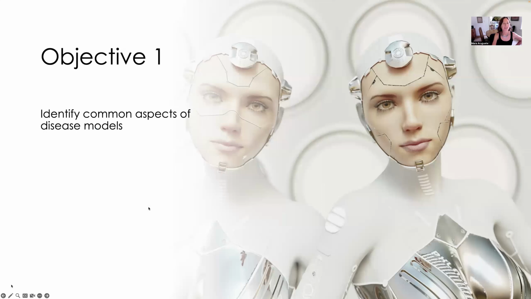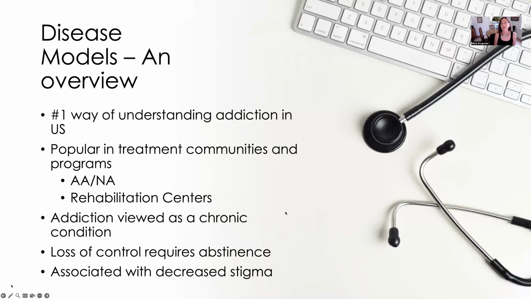Okay, objective number 1 is to identify the common aspects of the disease model. So I just want to round out what the disease models look like. Okay, so an overview of the disease models. The disease models are the number one way of understanding addiction in the US. If you ask anybody what causes addiction, what causes substance abuse, what causes substance use disorder, they're basically going to say that it's a disease. Many people will say that.